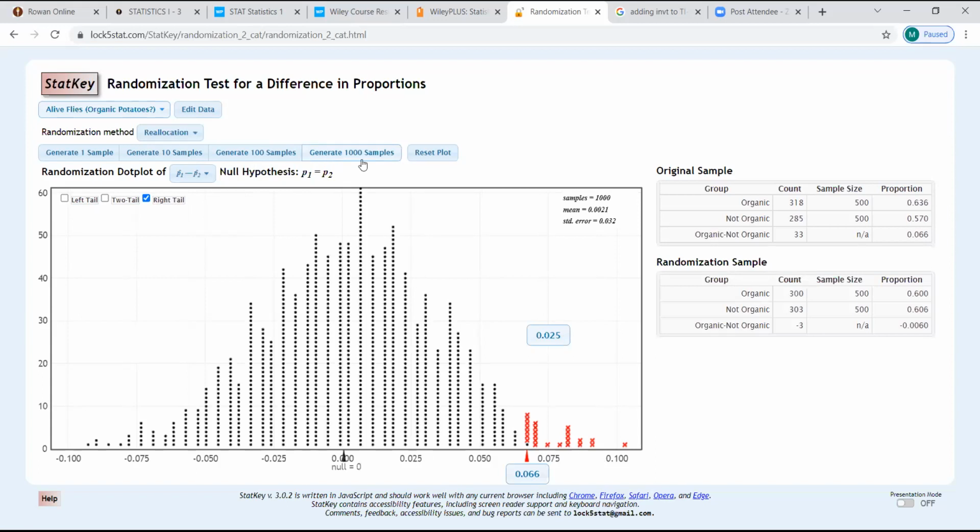Now, notice here that they put the 0.066, the sample proportion. It doesn't always work out this way, by the way. It just happens to work out here that 0.066 down here matches the sample proportion. Typically, you have to click here and type in the difference in the proportions. But in this case, it's already there. So since it's already there, the 0.025 is our p-value, if you remember that.